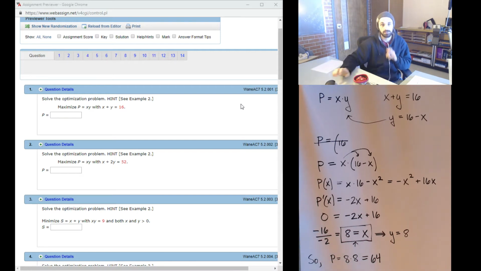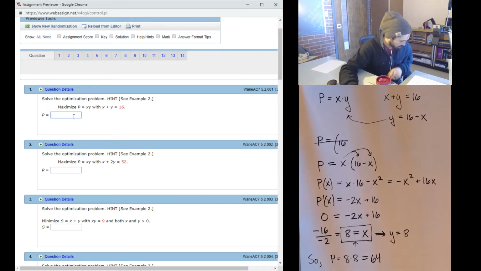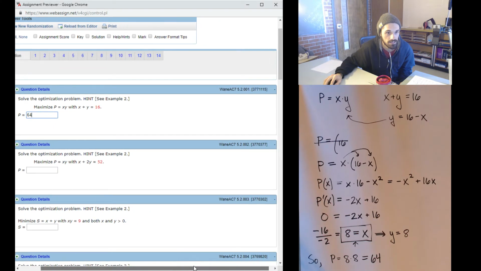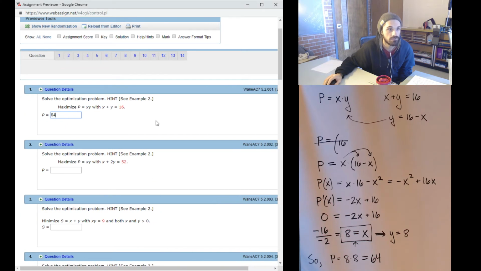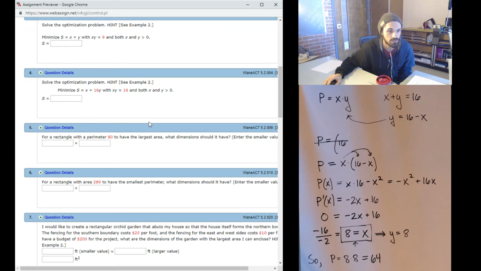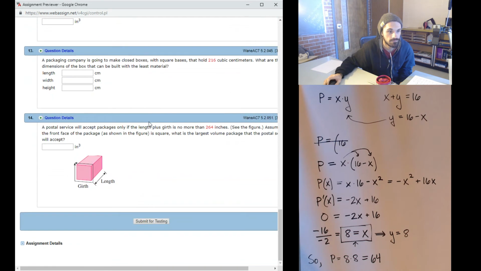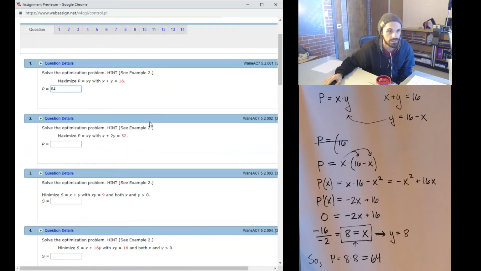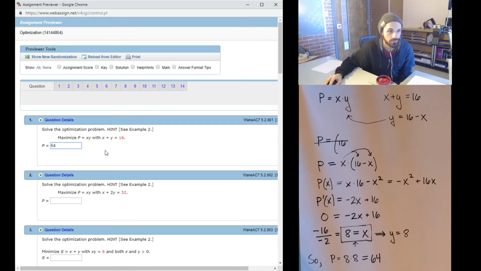All right, so that is a little introduction. Let's see, I don't think I'm, let's try to punch this in. I don't know if I'm on the interweb or not. And in fact, okay, this is just a preview tool. Can I submit? Can submit the whole thing, but not just one. Okay, so we see that P is 64.